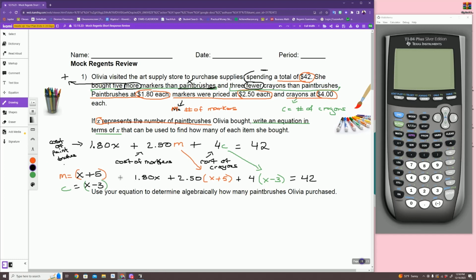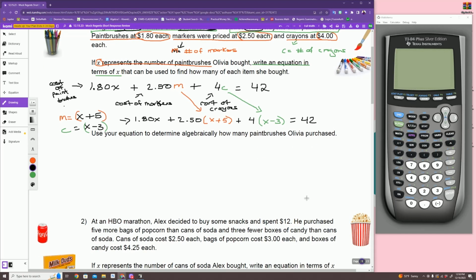And this here is the equation for the first part. You have the different values. If you add them all up and they multiply together, they'll give you a total of $42. Now the second part says use your equation to determine algebraically, that's an important word right there, how many paintbrushes Olivia purchased. So we're starting with the same equation, and when they say algebraically, they mean that they want you guys to simplify and use inverse operations in order to find that value of x.